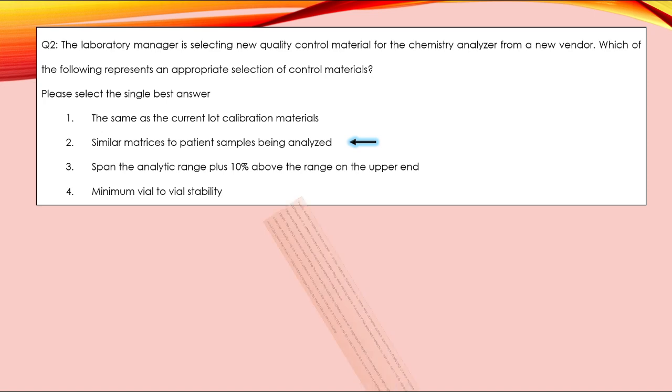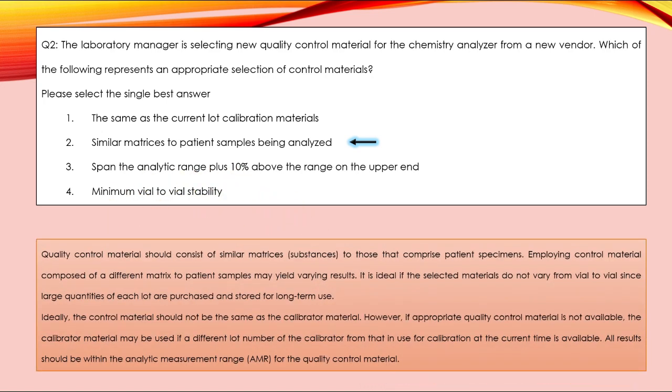Quality control material should consist of similar matrices, substances, to those that comprise patient specimens. Employing control material composed of a different matrix to patient samples may yield varying results. It is ideal if the selected materials do not vary from vial to vial, since large quantities of each lot are purchased and stored for long-term use.